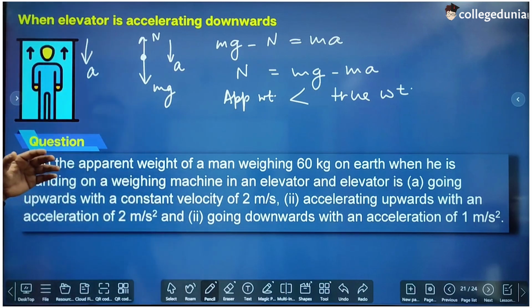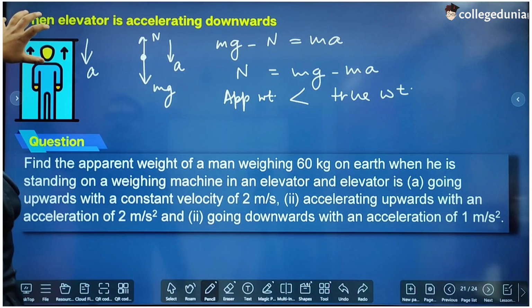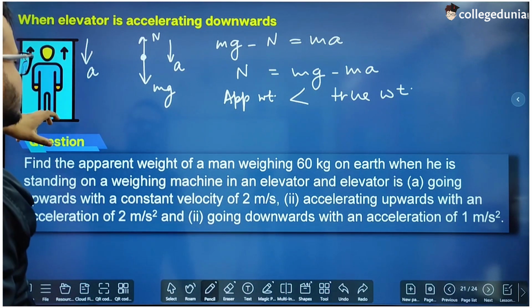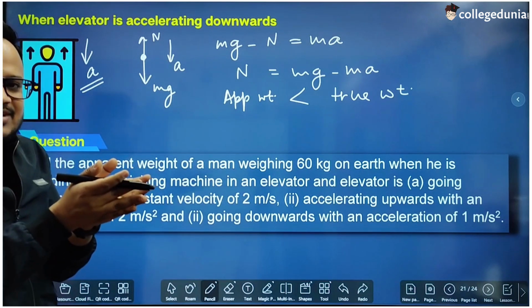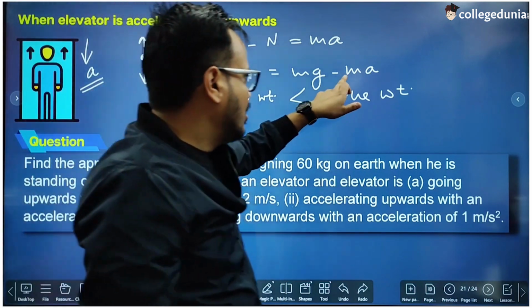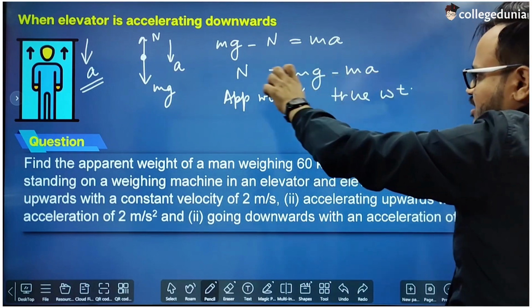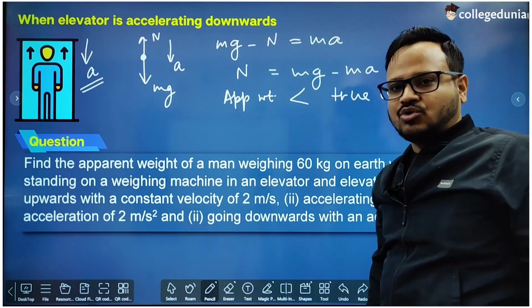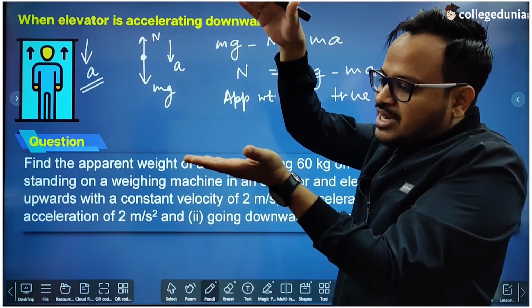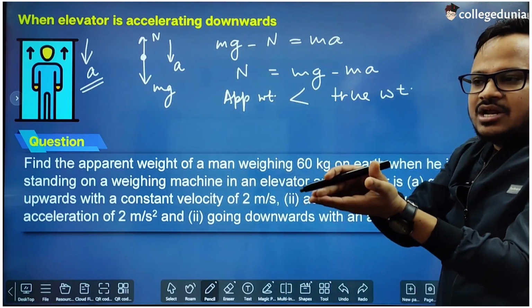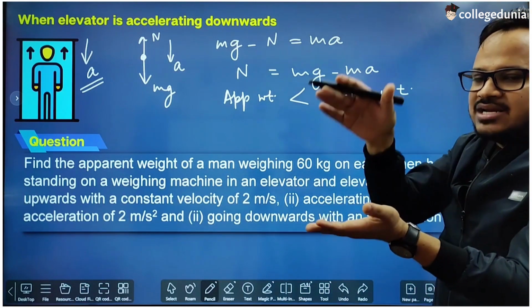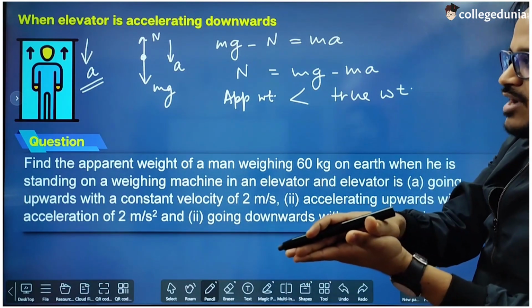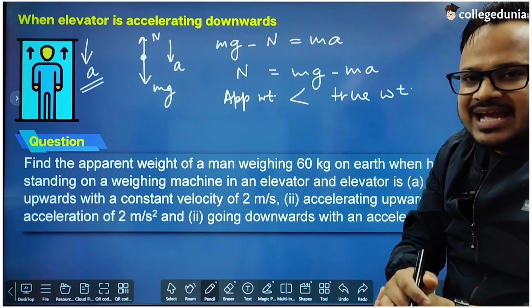And in case of free fall, suppose the rope of the elevator gets broken and the elevator now falls freely. So in case of free fall, the acceleration of the elevator becomes equal to g, the acceleration due to gravity. So this a becomes g, and mg minus mg, the weighing machine will show 0, because in that case both the weighing machine and the man are falling with the same acceleration. So actually they are just in contact, but the man is not applying any force on the weighing machine, so the weighing machine will also not apply any force.